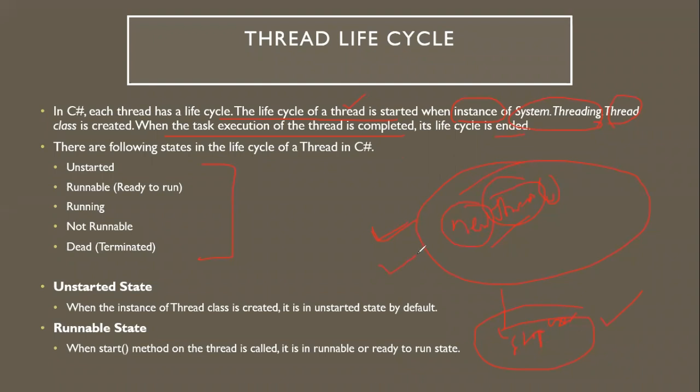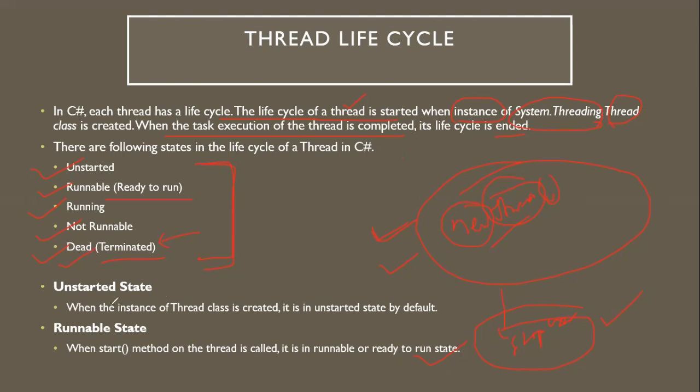So between this starting and ending cycle, there are certain states. We have the unstarted state, the runnable state, ready to run, the running state, the not runnable state, and the dead state, terminated. Terminated means you are terminating the thread. It does not mean you are ending this thread. Ending of a thread is a very smooth process: you start a thread and you end a thread. Termination of a thread does not mean you have ended the thread. It means that you have purposely terminated it, made it dead.